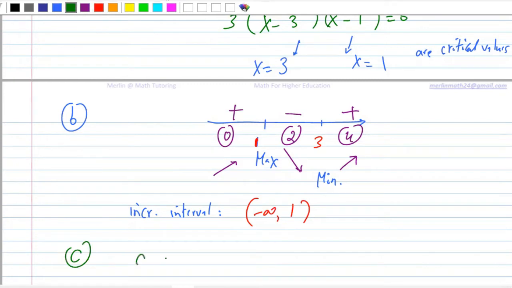Now part C, decreasing interval. Now I have more, right? Here either you put a comma or union. For the second, I have more than 3. Decreasing interval, I have only one arrow going down. So from where do I put? It starts from 1 to 3. Okay, so from 1 to 3, that's it.